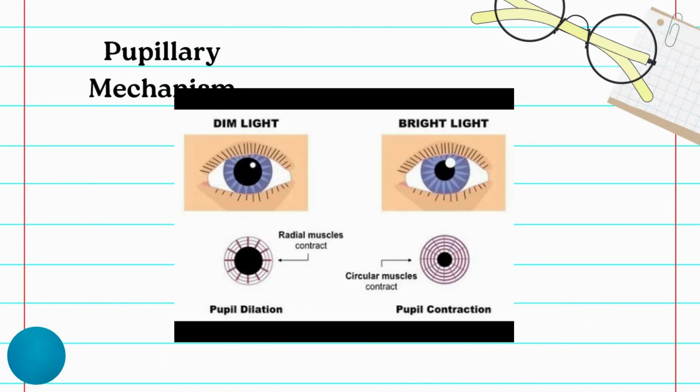So I have a diagram over here. As you can see, the radial muscles are the straight lines. When they constrict, it's as if they're pulling on the circle at every area of the circumference, to pull open the pupil. And on the other side, you can see when the circular muscles constrict, it's as if they're pushing the circle and making it smaller. So that's how it works.